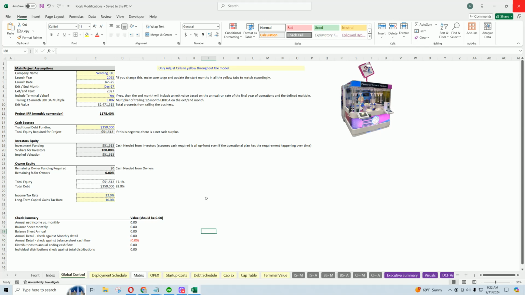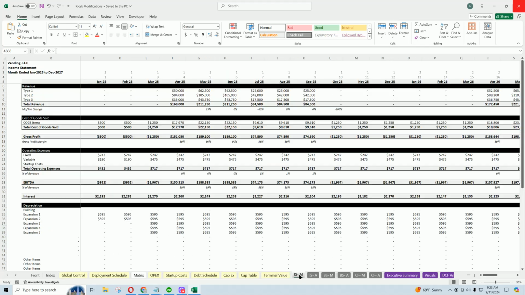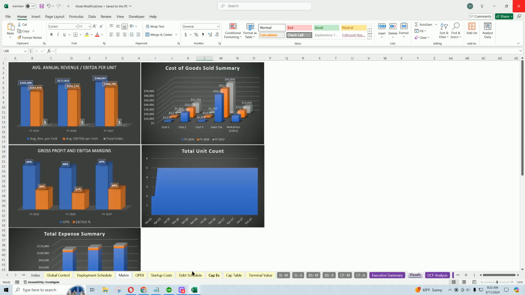I am updating a smarthelping.com template, the kiosk, automated kiosk, or basically a general vending machine. So I worked on a client with this, and they had some pretty specific assumptions that I think would actually be relevant for a lot of people. So most of the model works exactly the same. We got our three-statement modeling, income statement, balance sheet, cash flow statement, discounted cash flow analysis, and visuals.